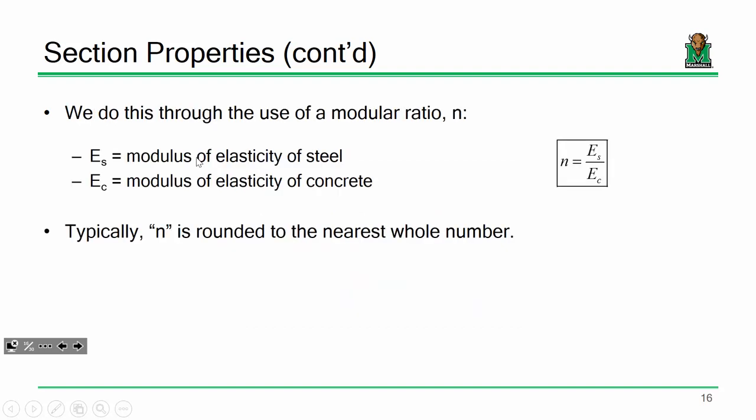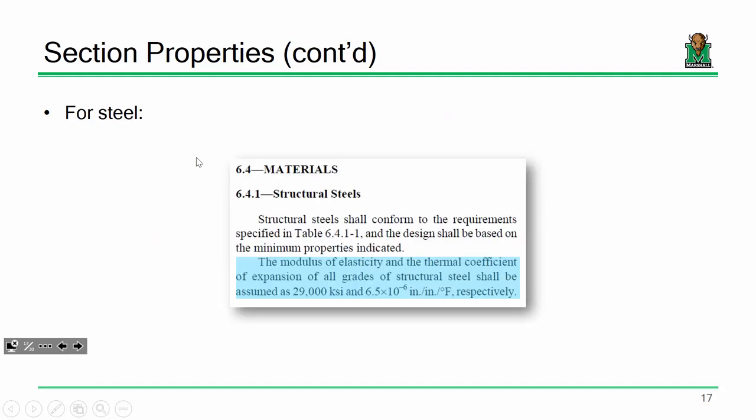All right, real quick. So modulus of elasticity of steel, modulus of elasticity of concrete. When we calculate N, we typically round it to the nearest whole number. Don't worry, if you feel like I'm throwing out a massive amount of details at you, we're going to practice some of these with a quick example here in a little bit. So don't worry, we'll exercise these pretty quickly. But typically we round N to the nearest whole number. We don't use an N of 7.962, we just say 8. Just keep it simple.